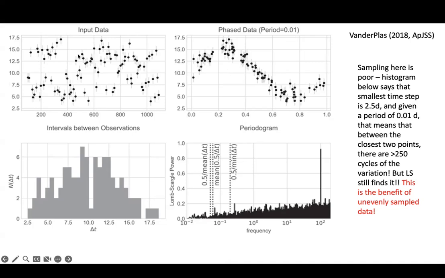But the fact that this is unevenly sampled data is why, even though the closest two points were sampled 2.5 days apart, we can still recover a 0.01 day period. It looks like magic, but it works. That's math magic for you.